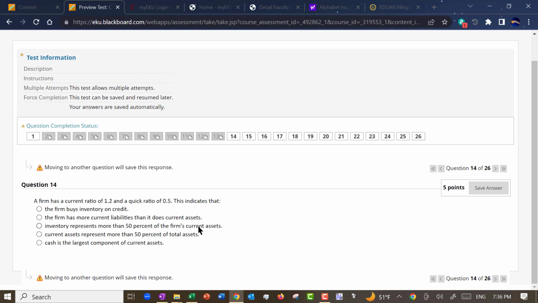Inventory represents more than 50% of the firm's current assets. That is correct. Because inventory over current liabilities is 0.7. Whatever that's left is 0.5. This has nothing to do with those ratios. Cash may or may not be the largest component. In this case, we actually know it's not, but without knowing anything about receivables, we couldn't make that statement to begin with.